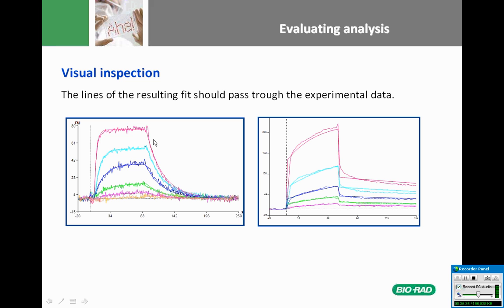The first one and the most obvious one is to do visual inspection. Of course, you can judge best with your eyes, and you can see that on the left side, the fit goes very nicely through the data, and on the right panel, on this sensorgram, the fitting is not so nice because the fit doesn't go very nicely through the data. So obviously everyone can tell that this one on the left is a good data fitting. I believe these results, and here on the right, those results are not so good.